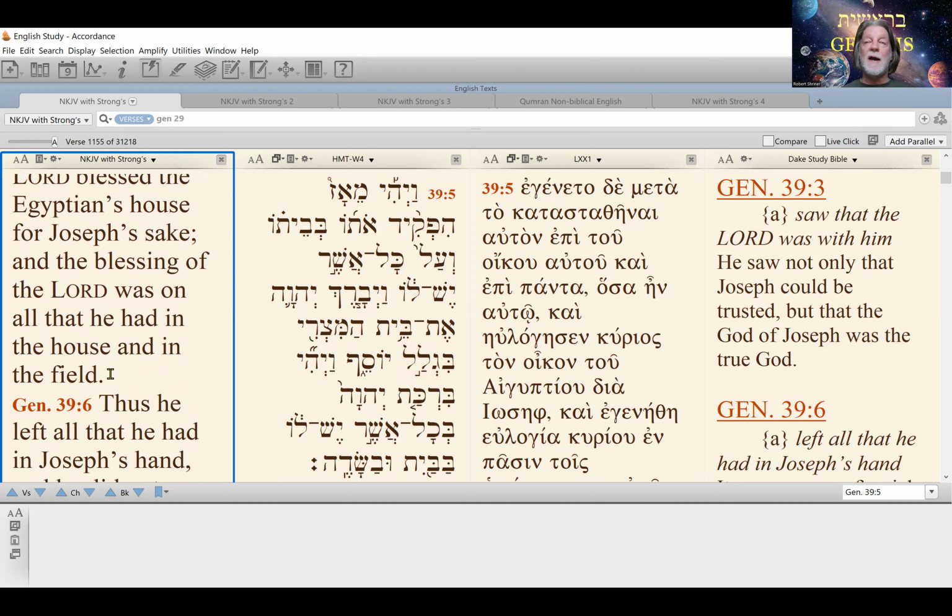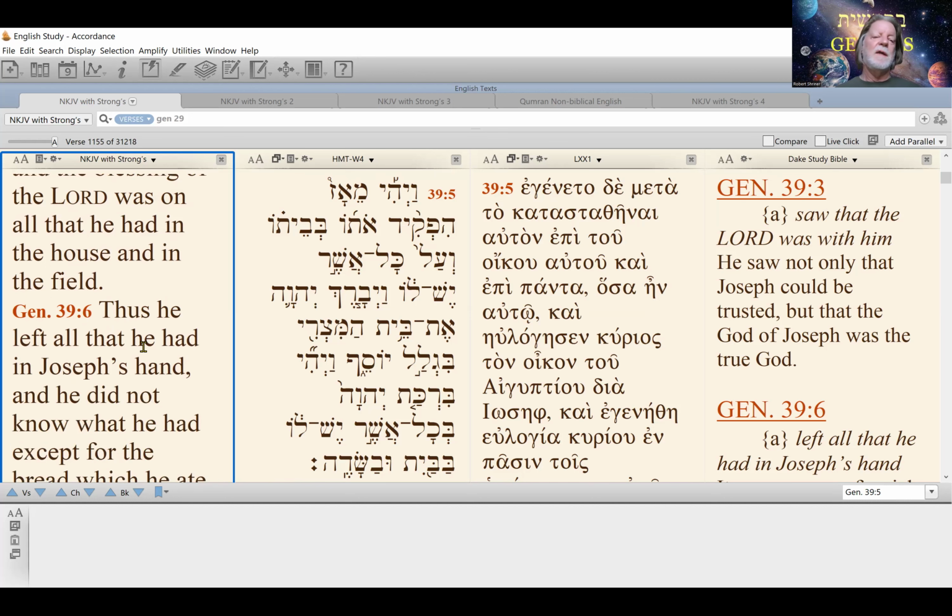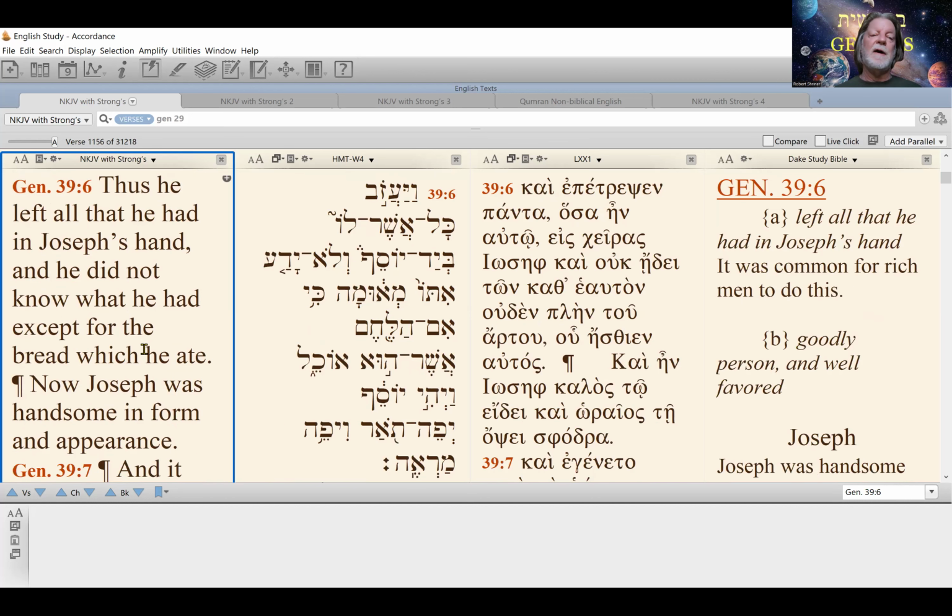So Potiphar's a smart guy, and he got in on the blessing, and it's working for him. And I'm going to take it a little bit further. I'm going to say Potiphar loved Yosef. Best purchase he ever made. Thus, he, Potiphar, left all that he had in Yosef's hand. And now this is an interesting phrase. It says he did not know, yada, the most common word for having knowledge of. He did not know what he had except for the bread which he ate.